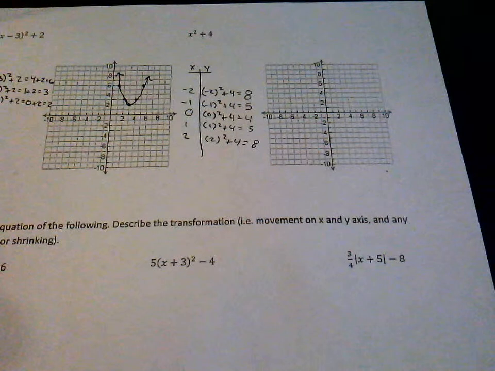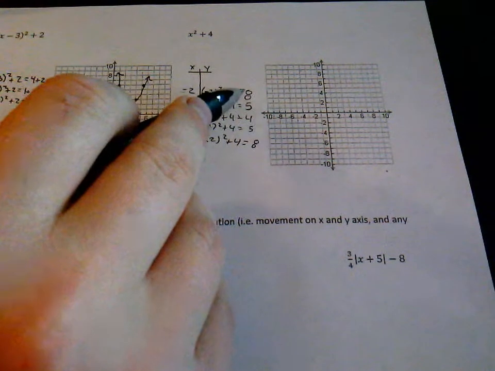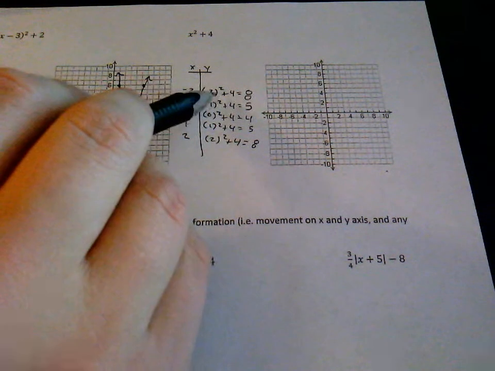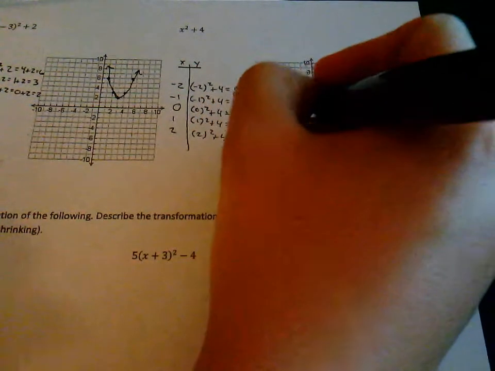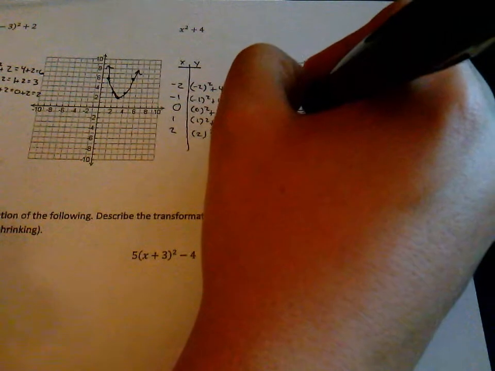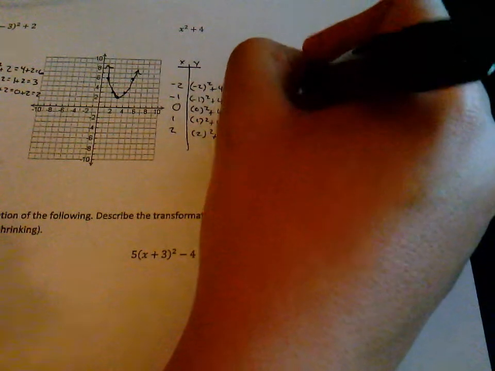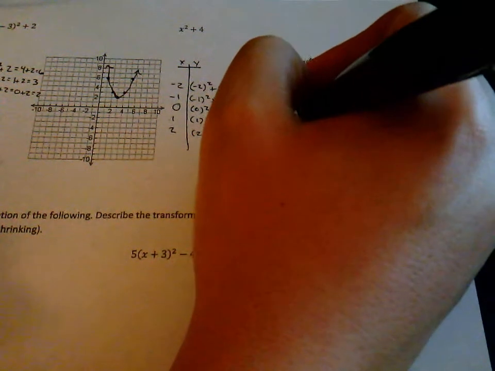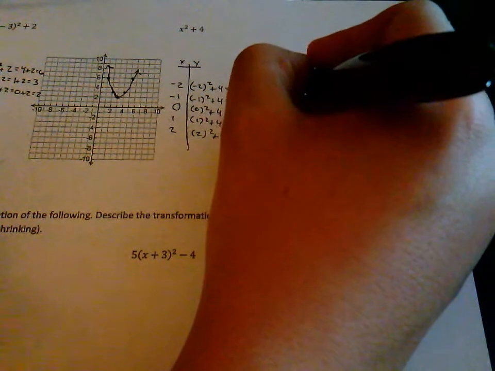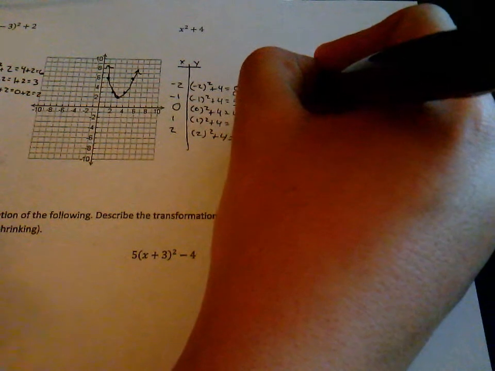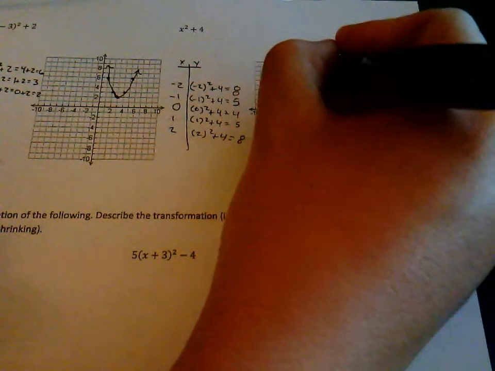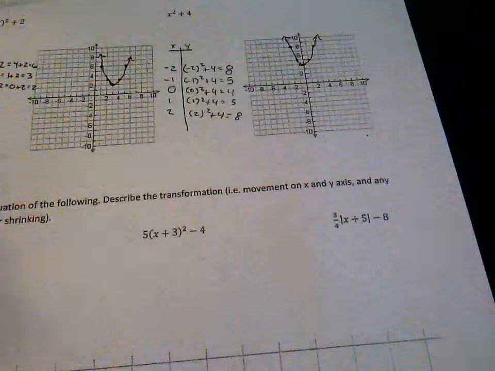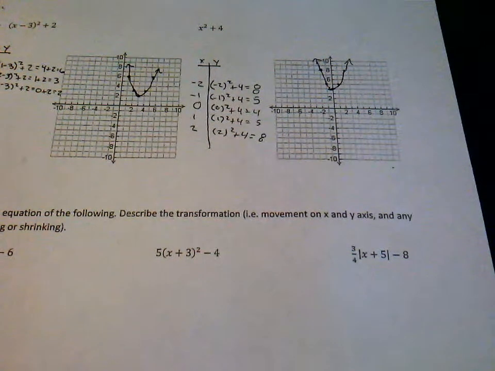So notice once again, all I did was square the number, then add or subtract whatever's behind it. So if I graph all this, -1, 5. That's all I did.